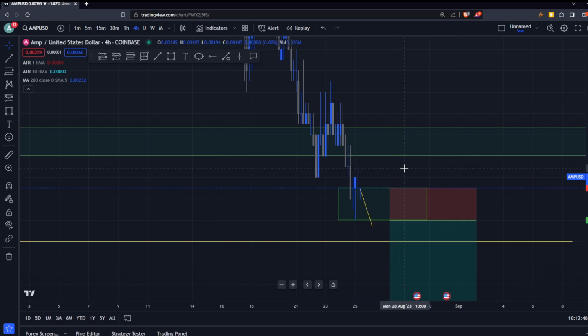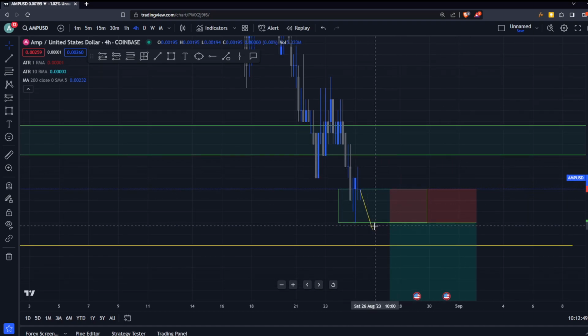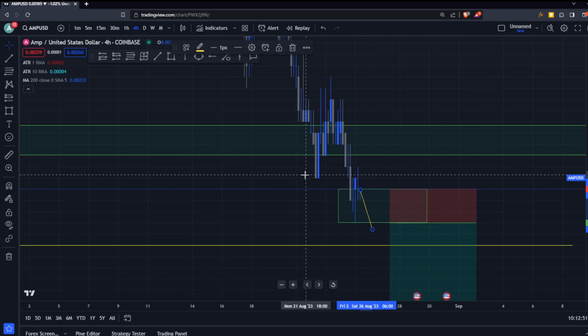And if it breaks 182, just hold it, and it'll probably keep going for a bit until it finds its next support area. So that is my take on AMP.